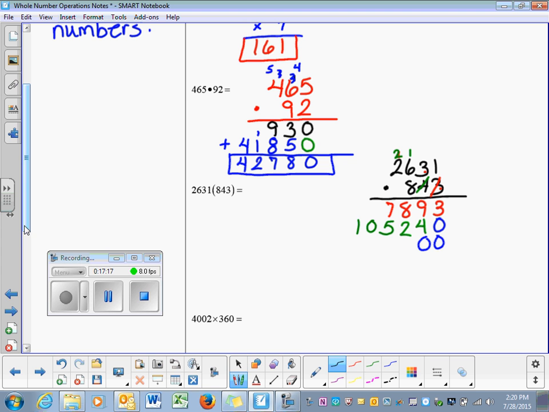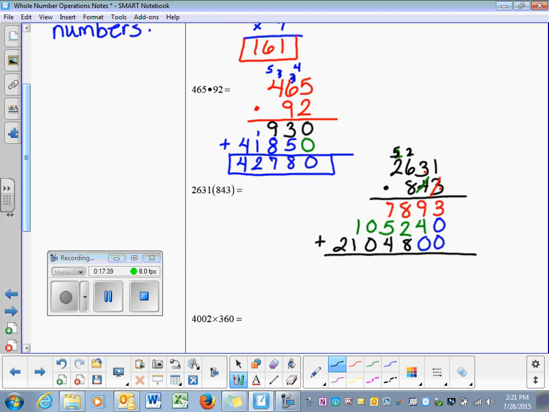All right. 8 times 1 is 8. 8 times 3 is 24. Put down the 4, carry the 2. 8 times 6 is 48, plus 2 is 50. Put down the 0, carry the 5. 8 times 2 is 16, plus 5 is 21.